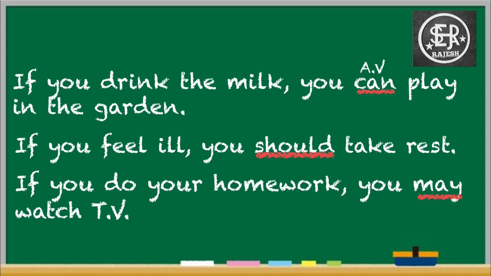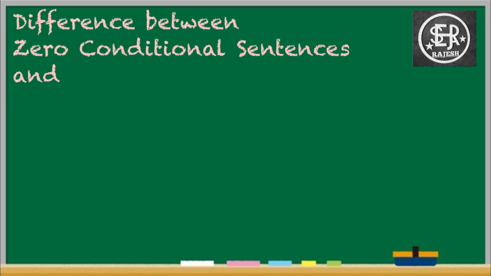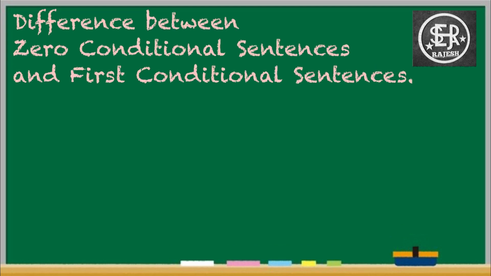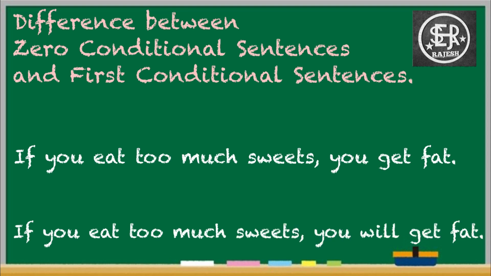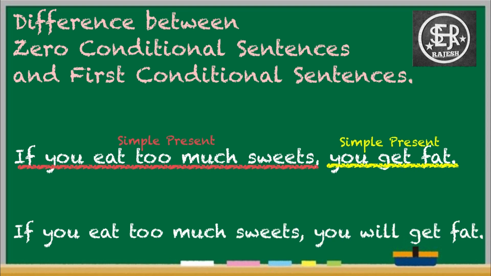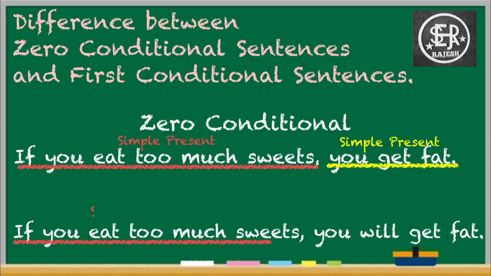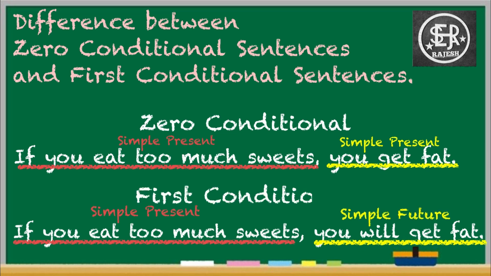So now let us see the difference between the zero conditional sentence and the first conditional sentence. If you eat too much sweets, you get fat. If you eat too much sweets, you will get fat. When the condition and result are in simple present, it is zero conditional. When the condition is said in simple present and the result in simple future, it is first conditional. Now, what is the difference between them?